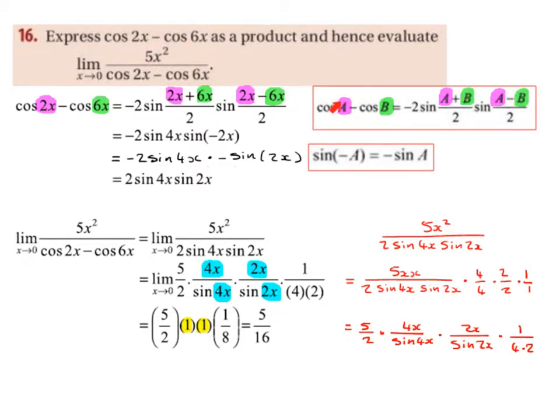So the A is 2x, so we end up with 2x plus the B, and then 2x minus the B, and the B is 6x, so you're adding the 6x and then subtracting the 6x. So 2x plus 6x over 2 and 2x minus 6x over 2. And don't forget you've got the minus 2 in front. So we bring down the minus 2 and the sine. 2x plus 6x is 8x. 8x divided by 2 is 4x. And then you bring down the sine. 2x minus 6x is minus 4x. Minus 4x divided by 2 is minus 2x.